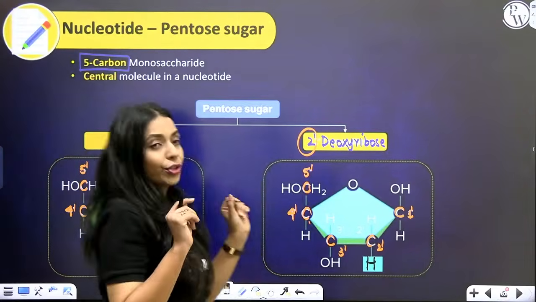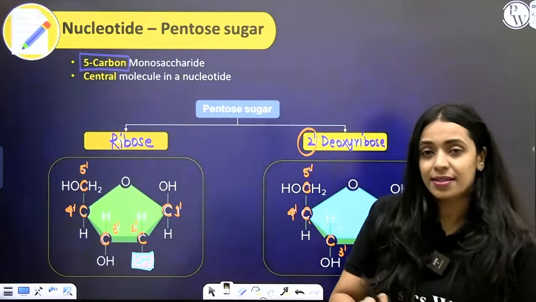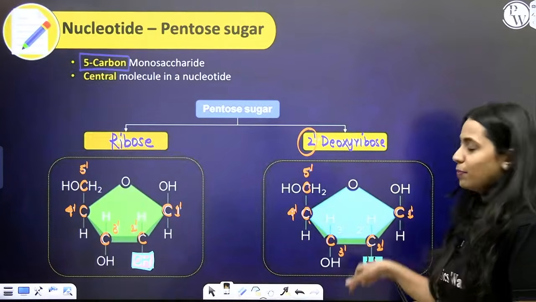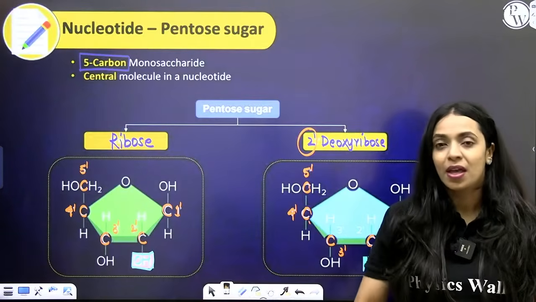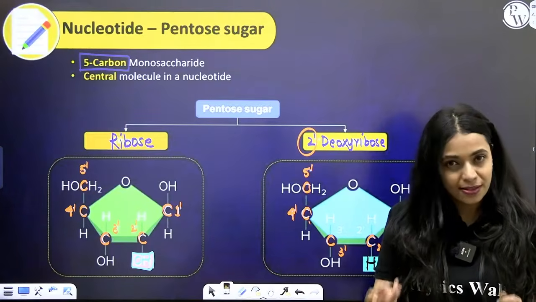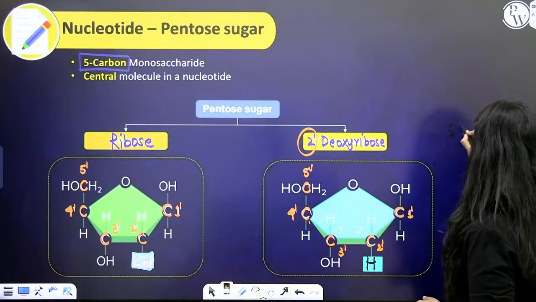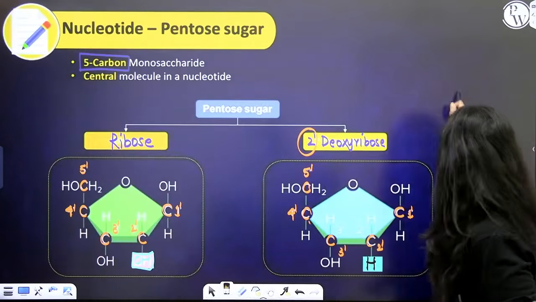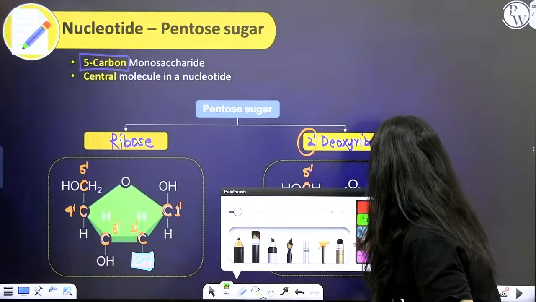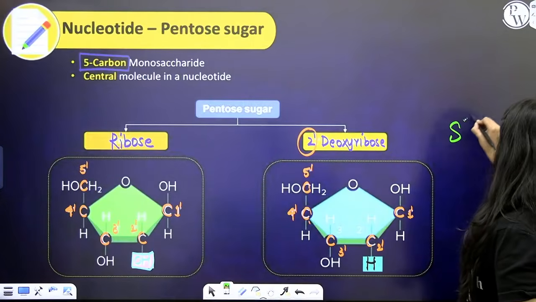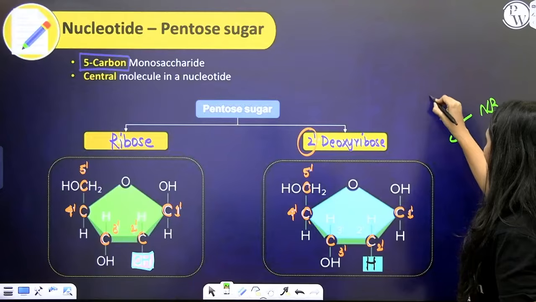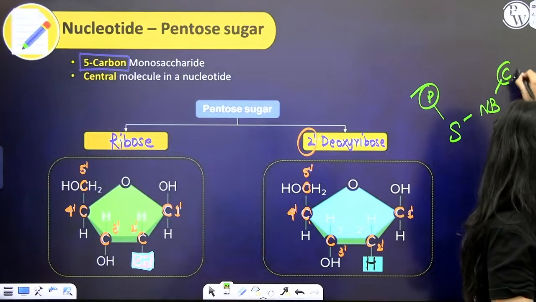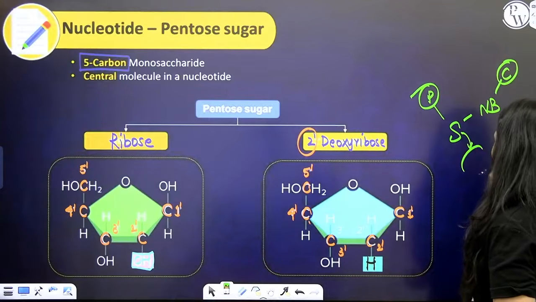One more thing I want you to understand and remember at this point is, why do we number it as prime? 1', 2', 3', and not simply 1, 2, 3. Remember I said every nucleotide has 3 components. You have the sugar. Let me use a different color. So we have a sugar, we have a nitrogenous base, and we have a phosphate group. This nitrogenous base also has carbons. This sugar also has carbons.